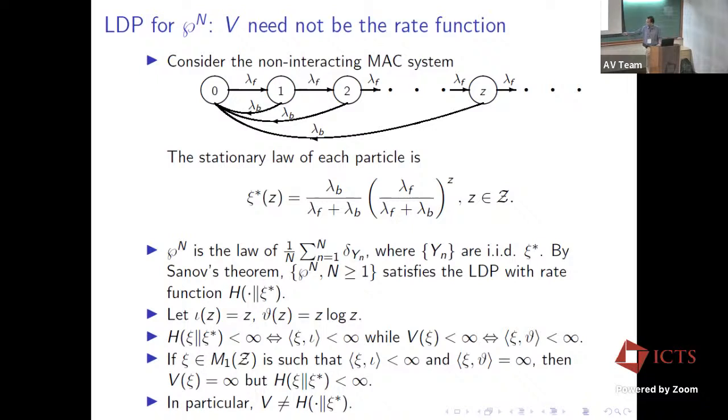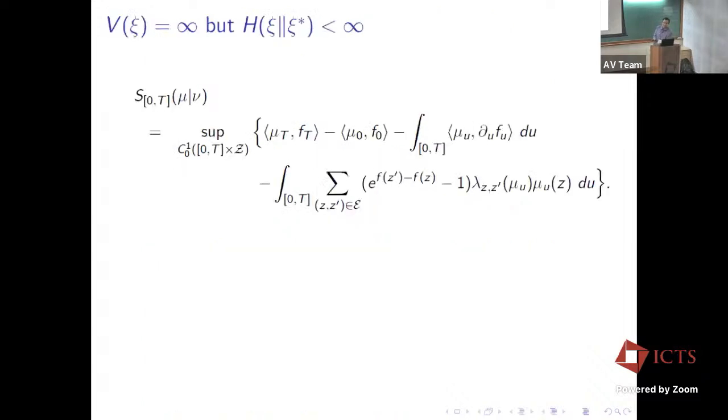The rate function doesn't match the Freidlin-Wentzell quasi-potential, which can also be written for that particular system. A little more specifically, V of xi, that is the Freidlin-Wentzell quasi-potential, is infinite, but the actual rate function is finite, because if one goes to this particular variational characterization of the rate function, one can write this for the non-interacting system as well. This is applicable.